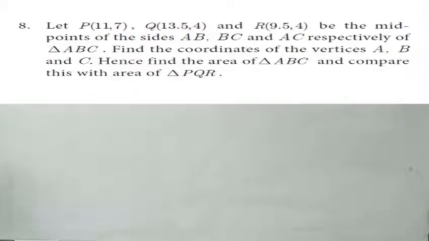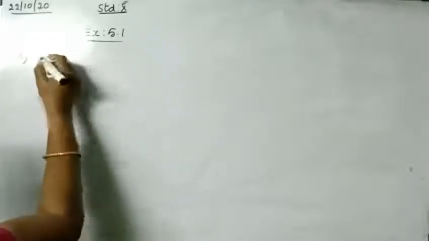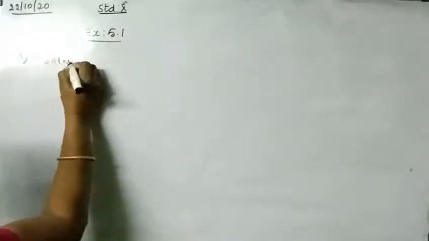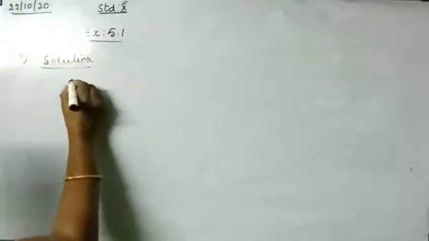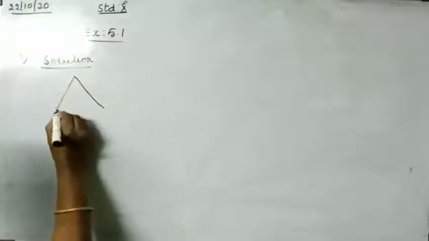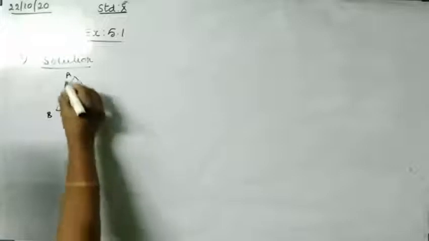It's such a very big problem, but it's very easy. So, let us first draw a triangle ABC. First, write solution. Solution: draw a triangle. So, take the vertices as A, B and C. This is not given, we have to find them.